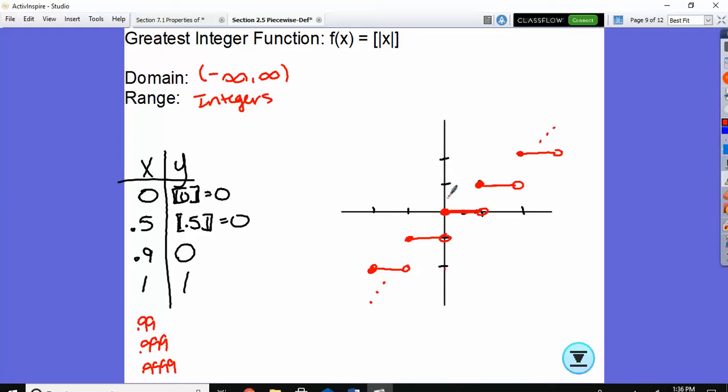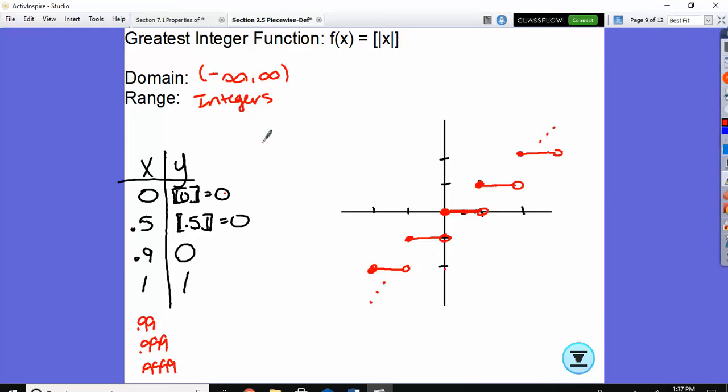Because it's like 0.5 or 0.9, you can only hit those integer values: 0, 1, 2. The greatest integer function, whatever you put in, it only gives you an integer out.